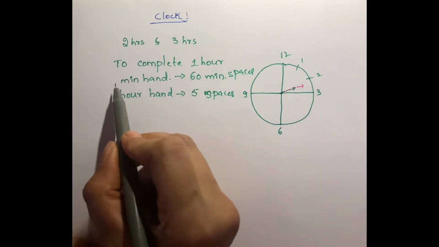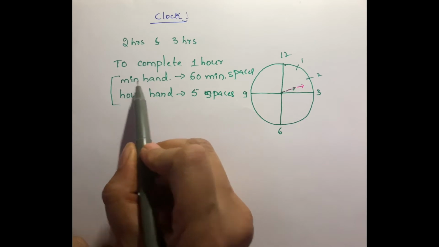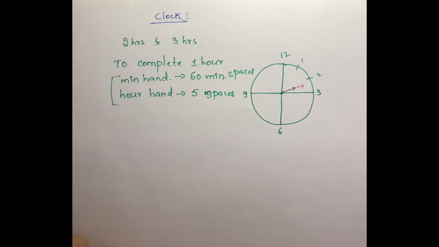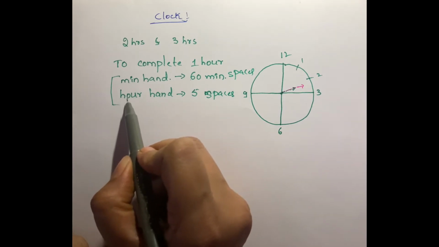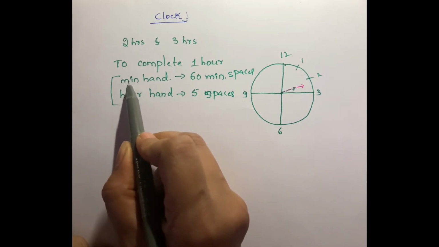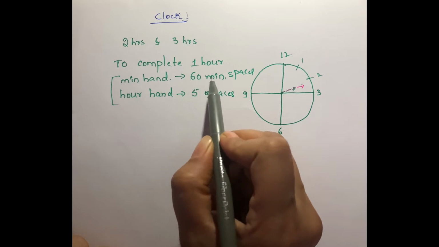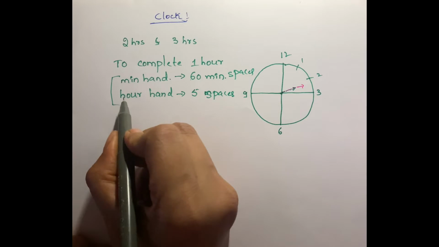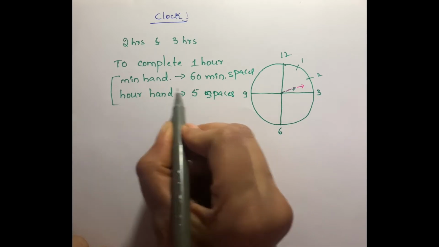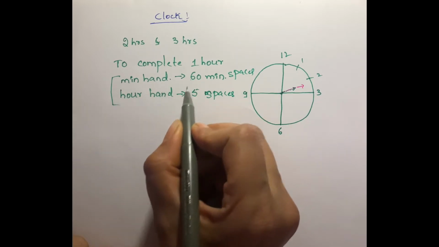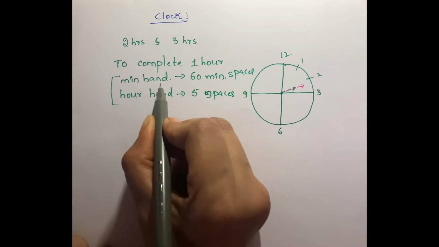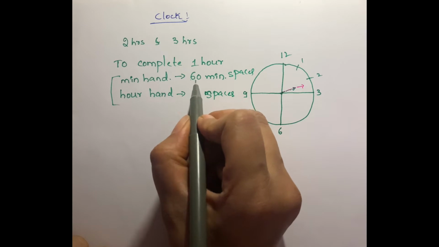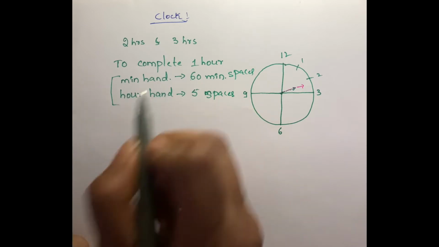So now when you compare these two, the minute hand is moving for 60, the hour hand is moving for 5 here. So when compared to the hour hand, the minute hand is moving 55 minutes or 55 spaces extra, isn't it? See, the hour hand is having 5 and the minute hand is having 60. So when compared to the hour hand, the minute hand is having 55 spaces extra. It means that 55 spaces are gained by the minute hand.